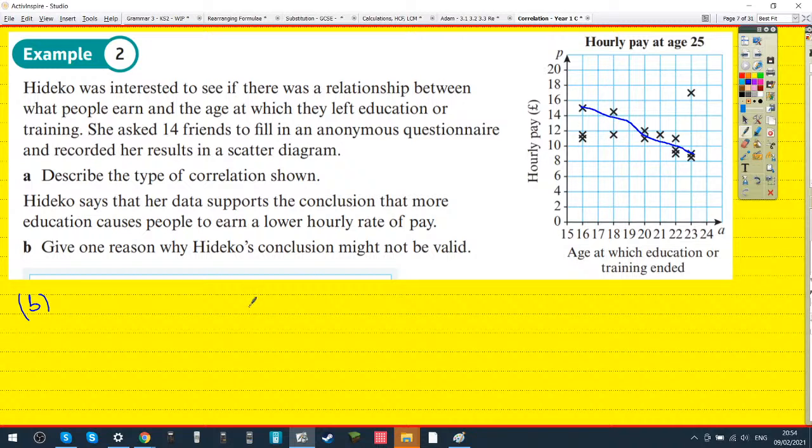Well, because people can have good jobs and get paid more, so you'd expect it to be the opposite. I think it's because Hideko's data is only from the ages of 16 to 23. From 16 to 23, that's true. Obviously you get paid less if you're in education, not working. If you left school at 16, you'd get paid more than someone who's still in school. But if you were to extend this data past 23, you might see a different trend.